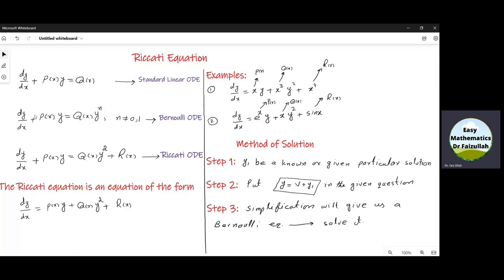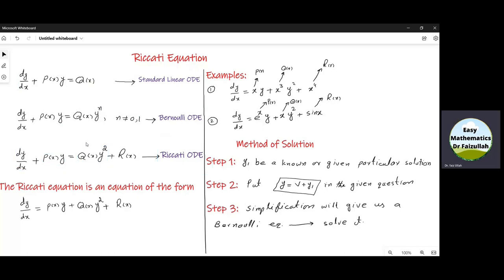And let us see what is a Bernoulli ordinary differential equation. It is an equation of this form. We can see that in the linear ODE, we just multiply y to the power n with q(x), and it becomes a Bernoulli equation. And now let us see what we mean by the Riccati ordinary differential equation.